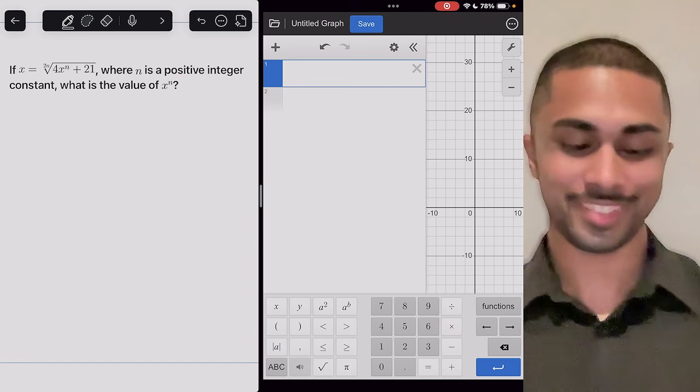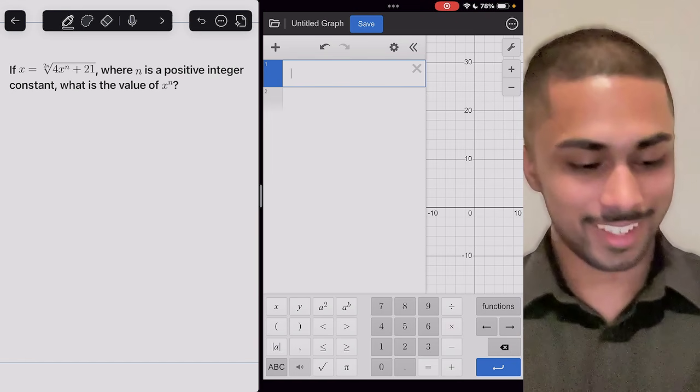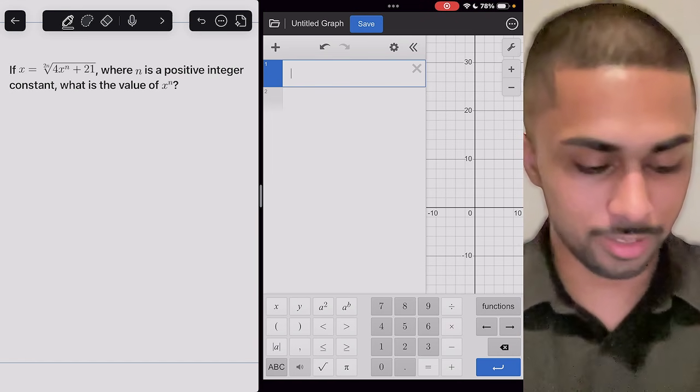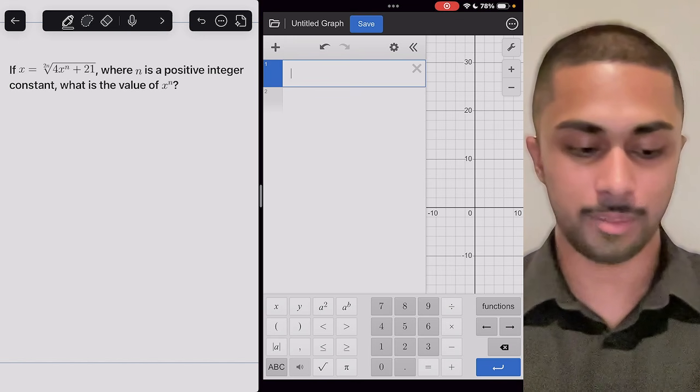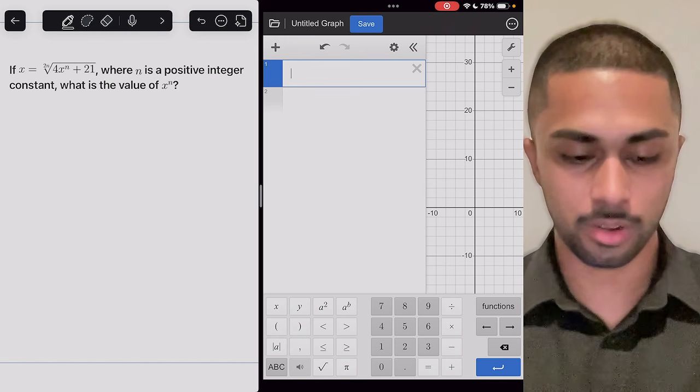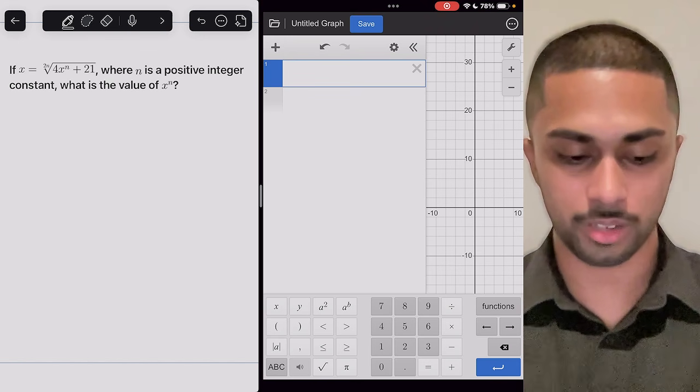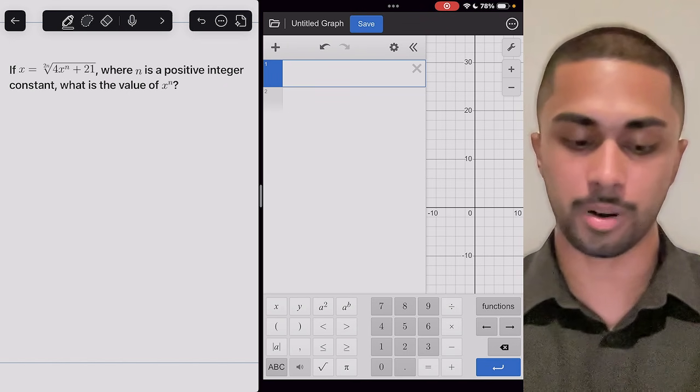That's hard. Okay. If x equals the 2nth root of 4 times x to the power of n plus 21, where n is a positive integer constant, what is the value of x to the power of n?